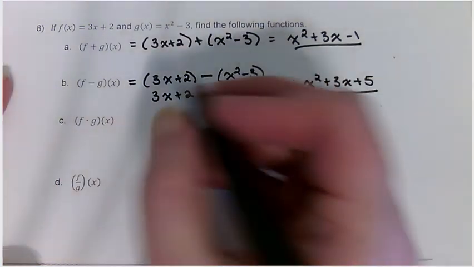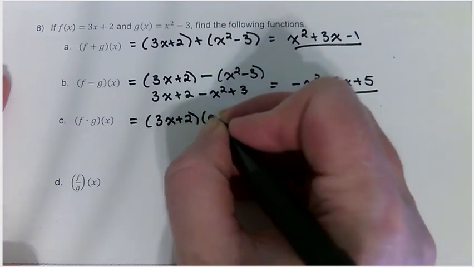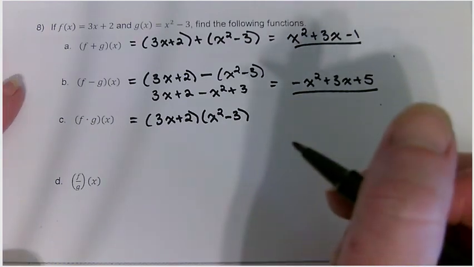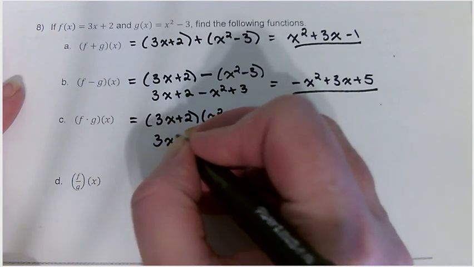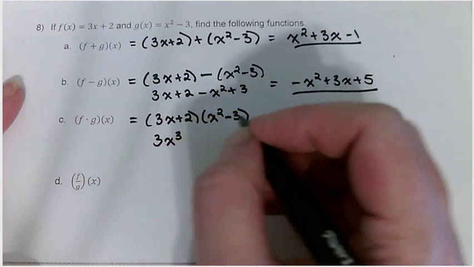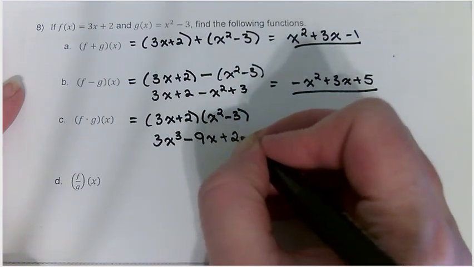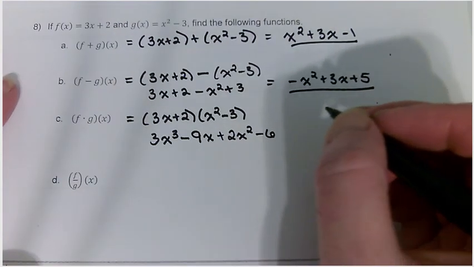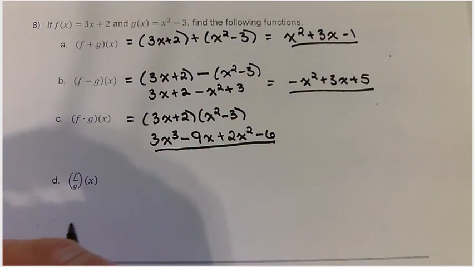What's the dot mean? Well, that dot means we're going to multiply. That means I need to distribute. So 3x times x squared is 3x cubed. 3x times negative 3 is negative 9x. 2 times x squared is 2x squared. 2 times negative 3 is negative 6. And it is actually fine to leave your answer like that. I know it's not in order, but it is okay to leave it.